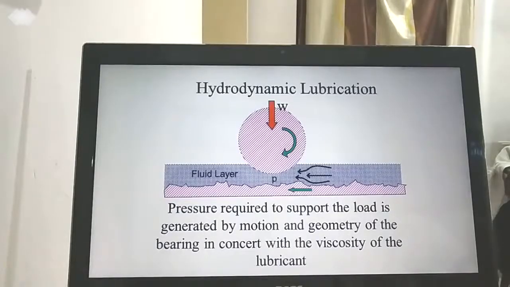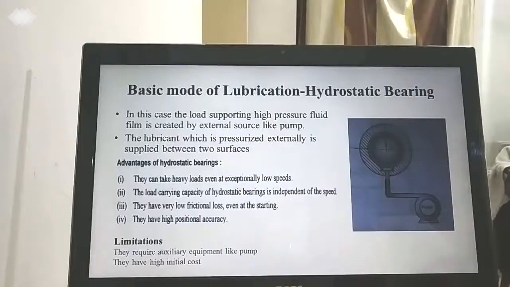Now here we have the figure, and by using this statement we can say that in hydrodynamic lubrication, the pressure required to support the load is generated by the motion and geometry of the bearing, or the motion of the journal in concern with the viscosity of the lubricant. So in short we can say that pressure is generated by the motion of the journal using the viscosity of the lubricant in hydrodynamic lubrication.